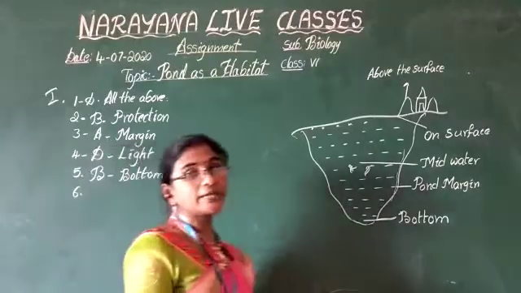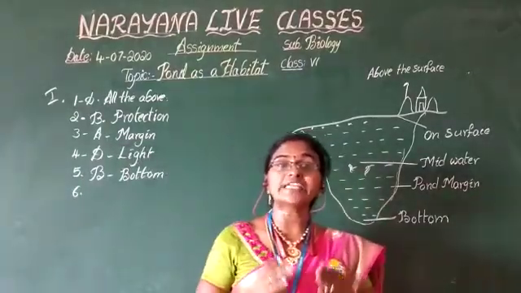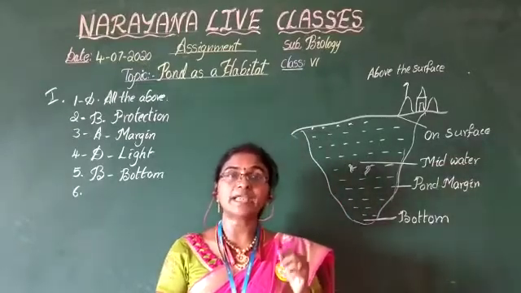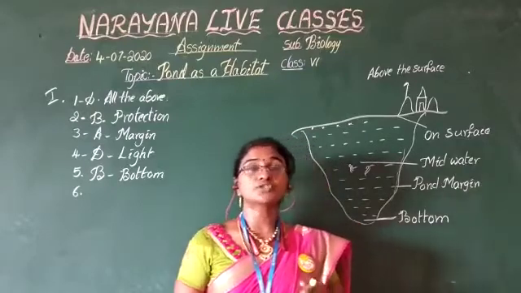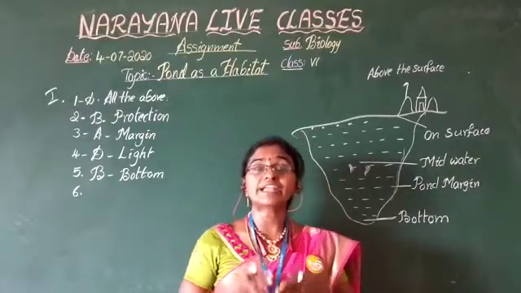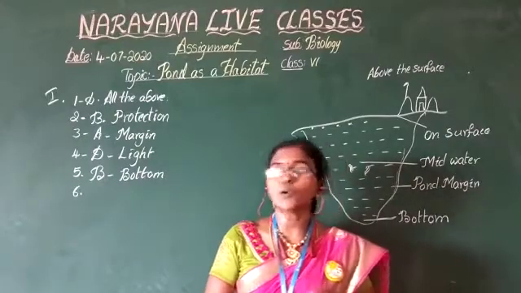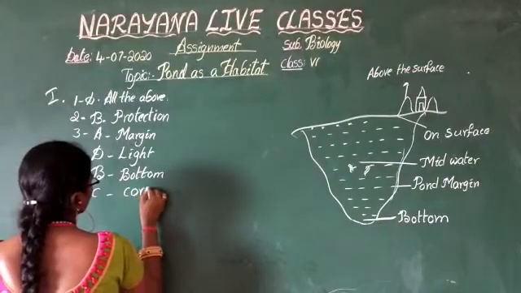And the last one: dash reefs are made up of tiny polyps. The coral reefs are made up of thousands of tiny coral polyps. These coral reefs have a great diversity of organisms. So the answer is coral, option C.